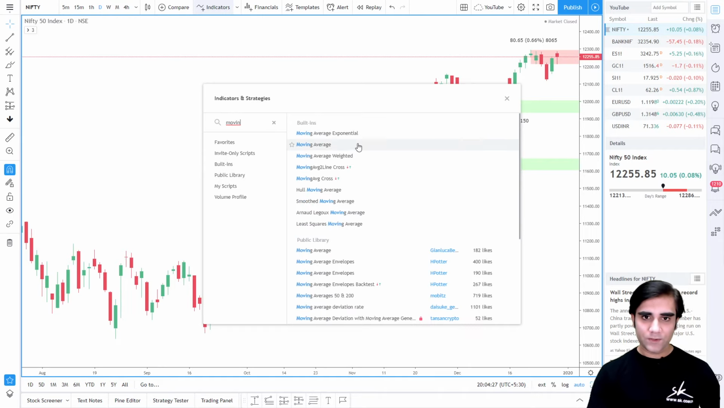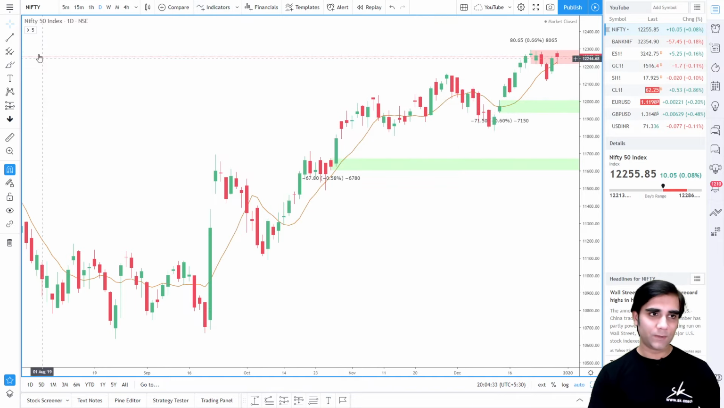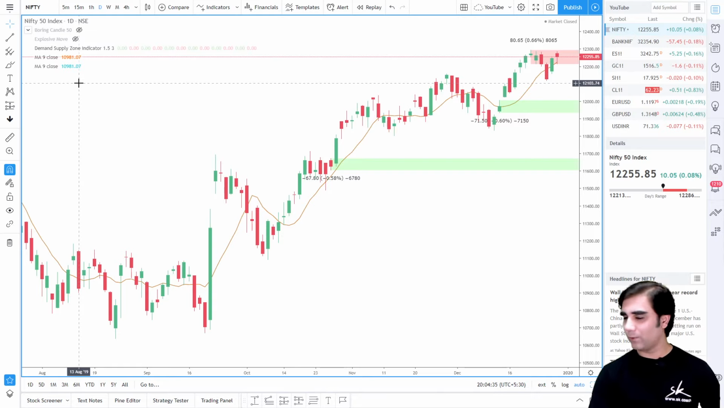Moving average. It doesn't matter whether you apply the exponential or the simple moving average, it doesn't make any difference. So just give me any number between 0 and 20, and then give me any number between, let's say, 20 and 50. Just give me any 2 numbers. I want a fast moving average and the other one I'll be using as a slow moving average.